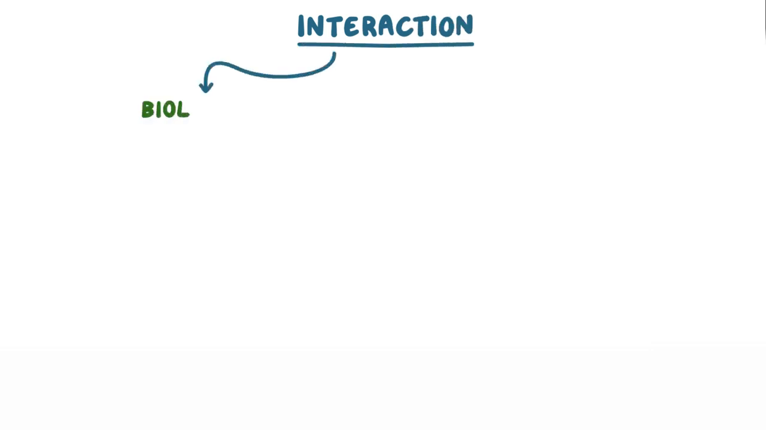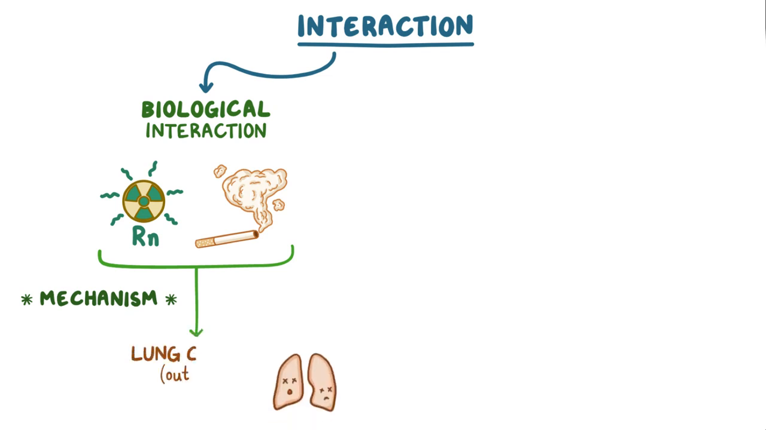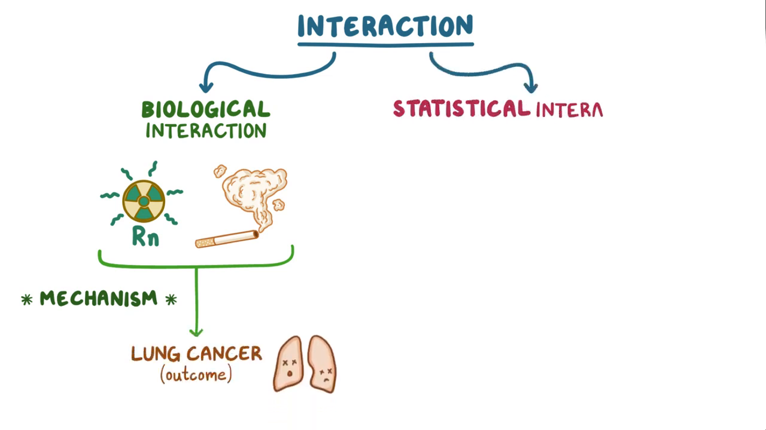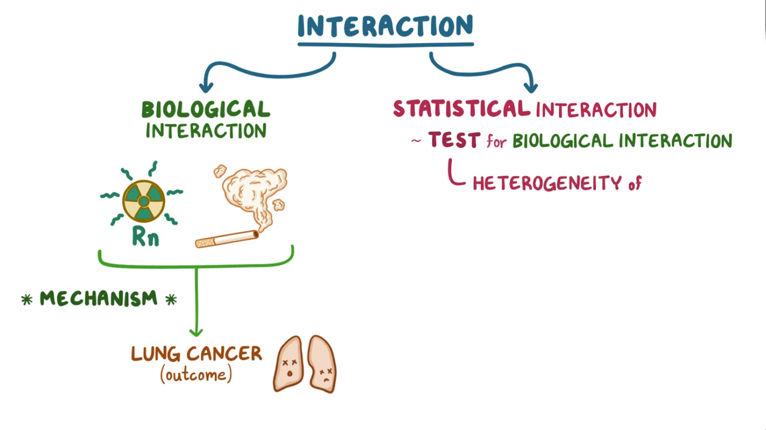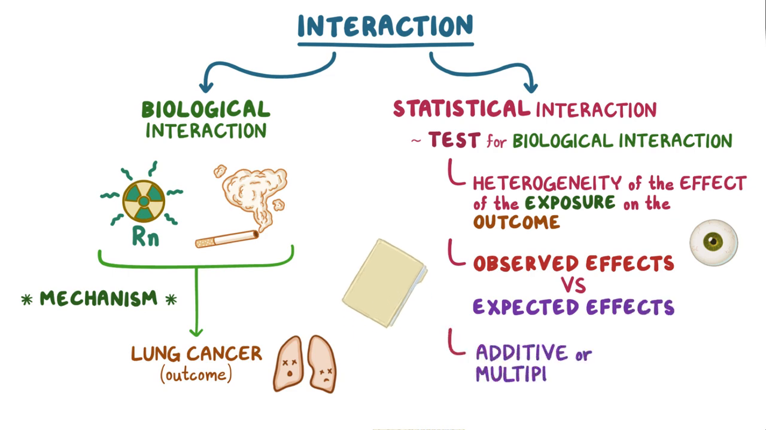Alright, as a quick recap, interaction can refer to either biological interaction, the mechanism by which two exposures influence an outcome, or statistical interaction, the statistical way to test for biological interaction. Statistical interaction can be tested by looking at the heterogeneity of the effect of the exposure on the outcome in each strata, or by looking at how the observed joint effects of two exposures compare to the expected joint effects of two exposures on either an additive or multiplicative scale.